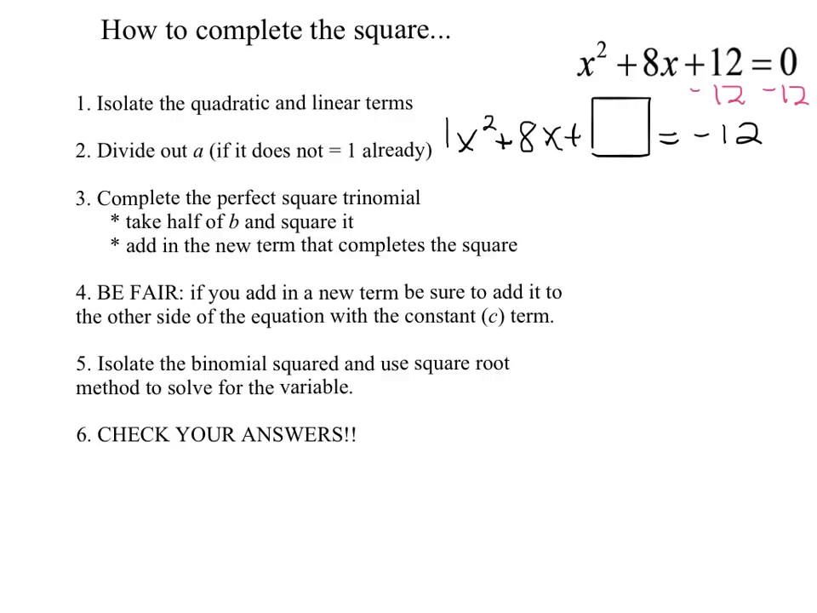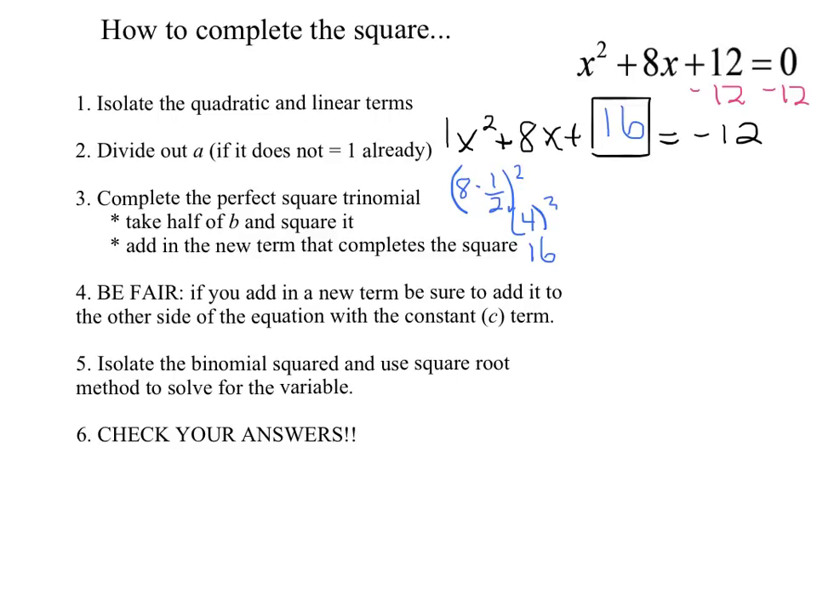Step 3 is to complete the perfect square trinomial by taking half of b and squaring it. My current value of b is 8, and 8 divided by 2 squared is 4 squared, and 4 squared is 16. So 16 is my new term that completes the square, and I'm just going to add that in right there.